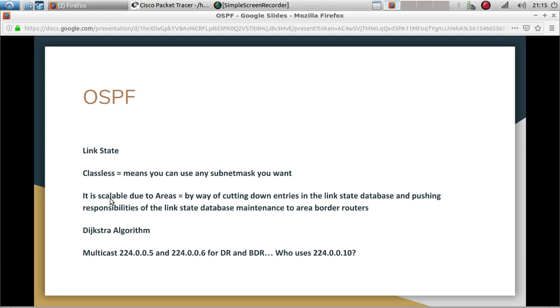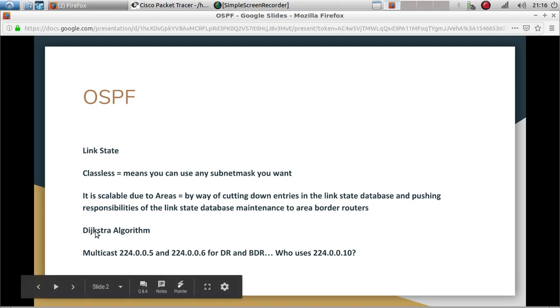OSPF is also scalable thanks to areas, right? So you can divide your network into areas, and that way you can cut down entries in the link state database and push responsibilities of the link state database maintenance to area border routers. Okay, and OSPF uses the SPF algorithm.